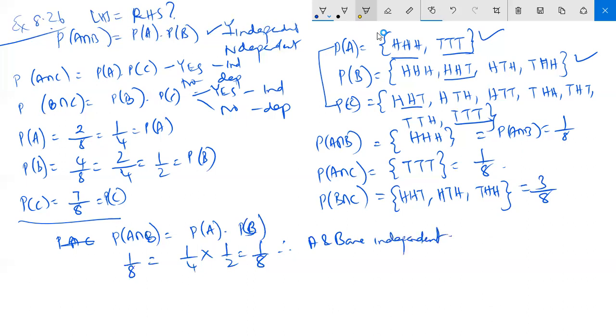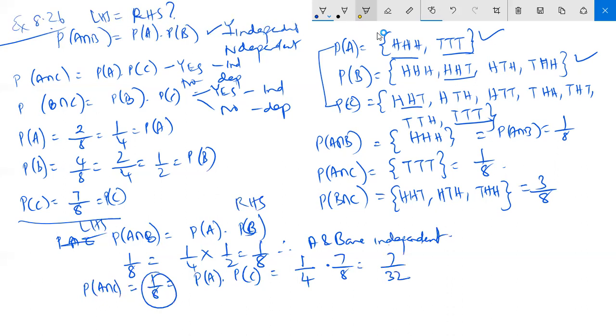All right. Now you try. This is all LHS. This is all RHS. Now you try P of A intersection C is equal to 1 by 8 again. Now P of A into P of C, that is equal to P of A is 1 by 4, 1 by 4 into P of C is 7 by 8, 7 by 32. So 1 by 8 not equal to 7 by 32. So A and C are dependent. They are not independent.